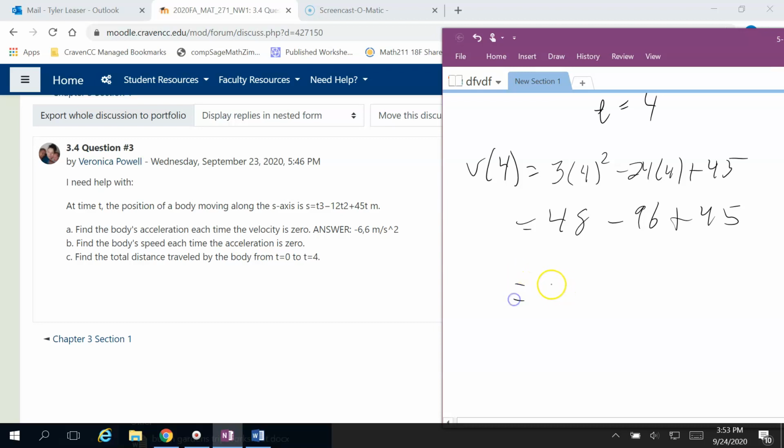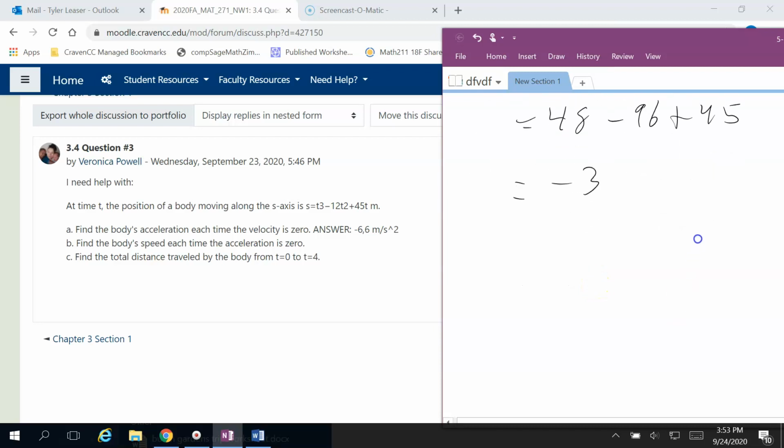Looks like we have a velocity of -3. So when my acceleration is 0, which means we're not speeding up or slowing down anymore, my velocity is -3. So that's the answer for part B.